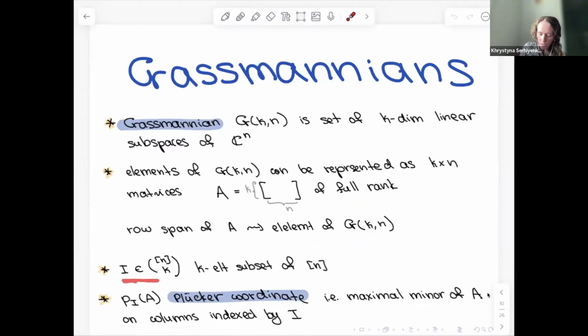So I'm going to start with I, a k-element subset of the integers 1 through n. And then P sub I of A is going to denote the Plucker coordinate. What it does is it takes the maximal minor of A on the columns indexed by I. My I picks out k columns, and I have k rows, so this gives me a k by k matrix, and I take the determinant of that. So that's what the Plucker coordinate does.